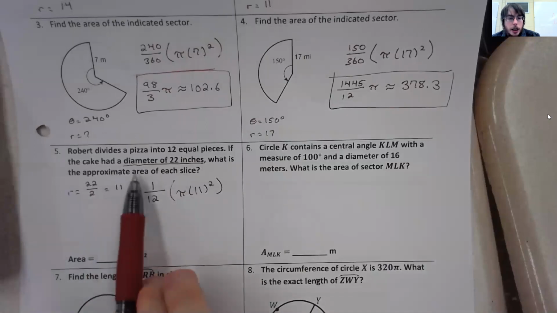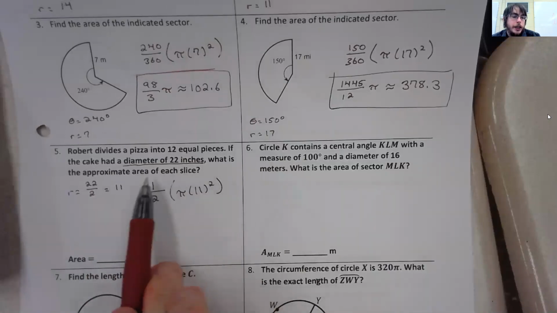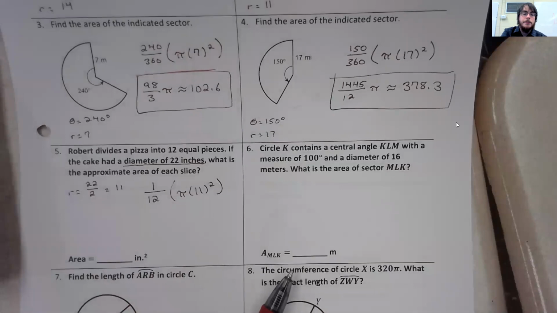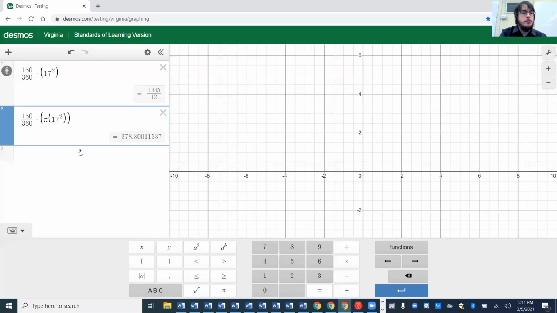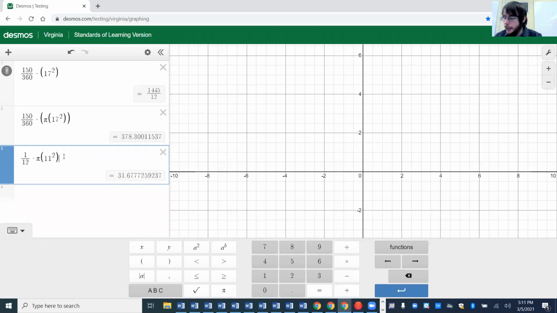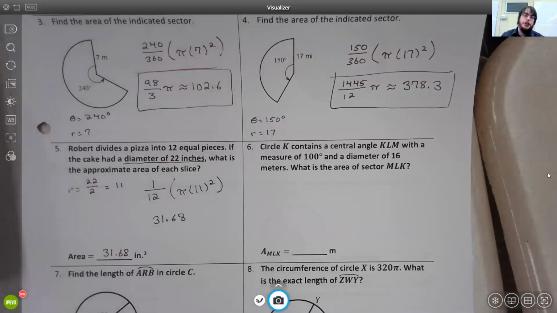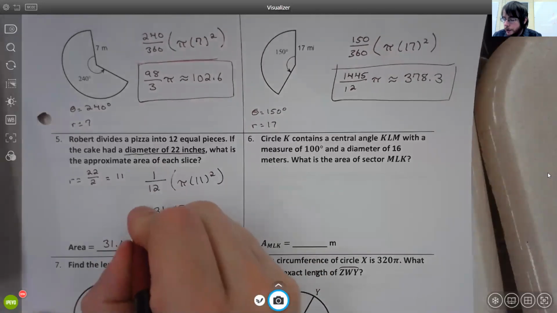Now this one wants the approximate area, so all we're going to do is plug this all into the calculator. So 1 over 12 times pi times 11 squared. And you get that your area is approximately 31.68 inches squared. Okay. It didn't tell us what to round to, so I just rounded it to the nearest hundredth.